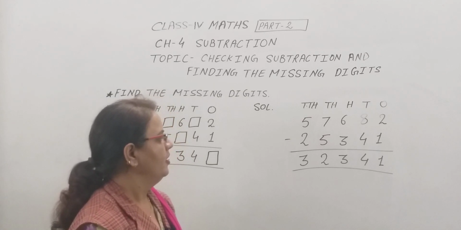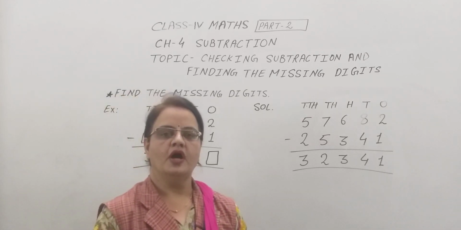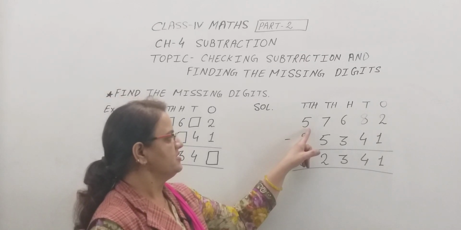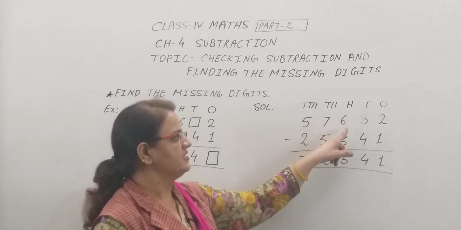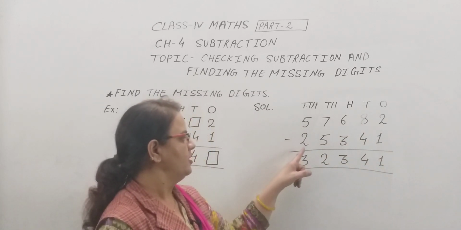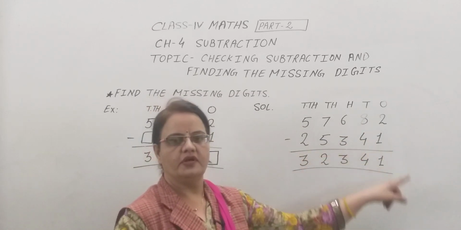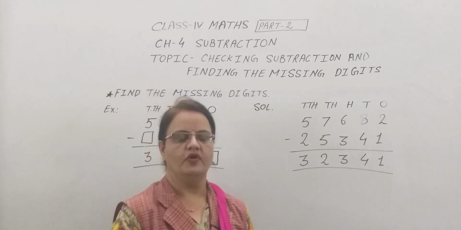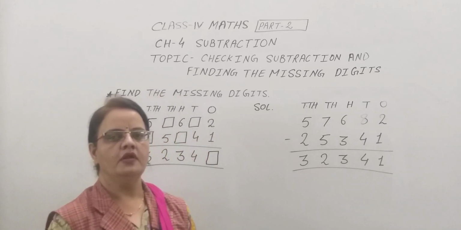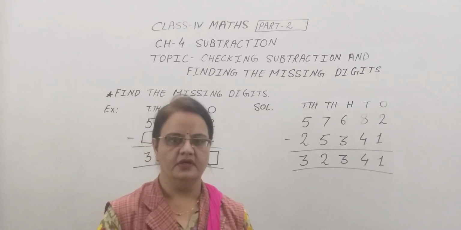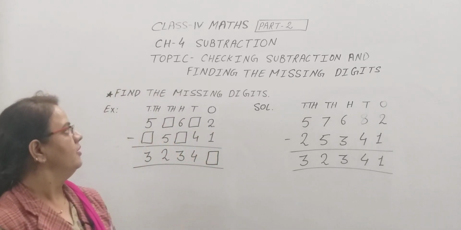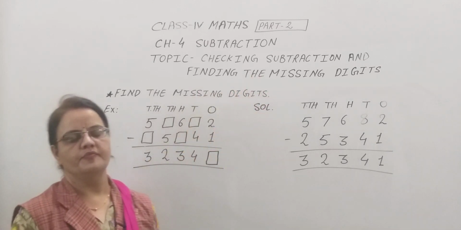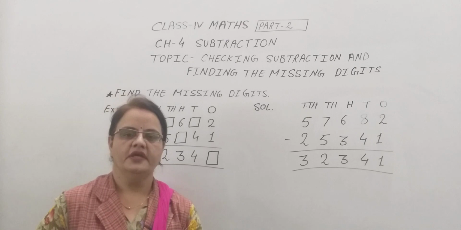So students, everyone understood how we find the missing number? So our answer is 57,682 minus 25,341 equal to 32,341. Clear to all? So students, today we learned checking subtraction and finding the missing digits. Clear to all?